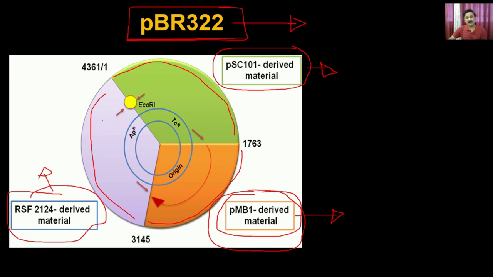So what you see here is that it has two antibiotic resistance genes. One is the ampicillin resistance gene, the other one is the tetracycline resistance gene. The region containing the tetracycline resistance gene has been taken from pSC101, and that's how this plasmid can be used for the cloning of foreign DNA, and it can be selected using either ampicillin as a selection marker or tetracycline as a selection marker.